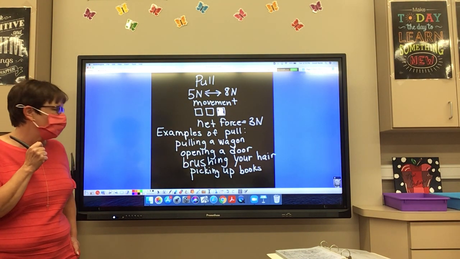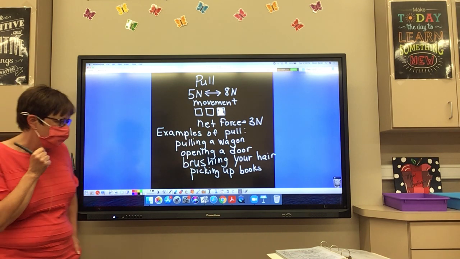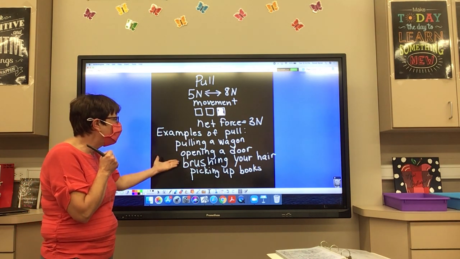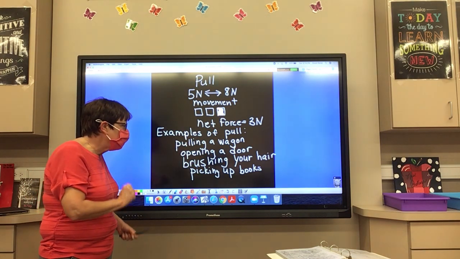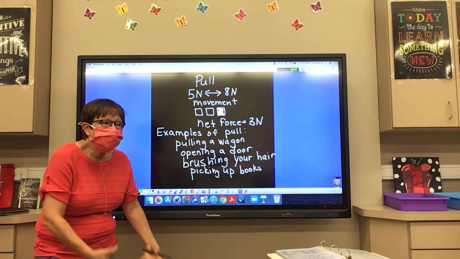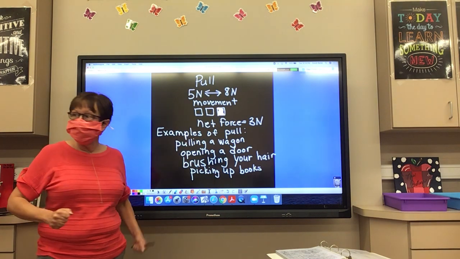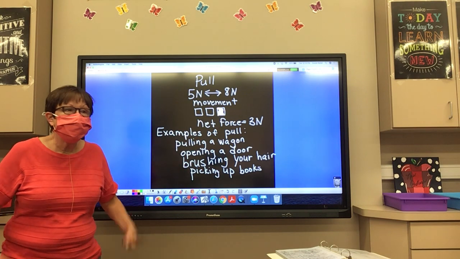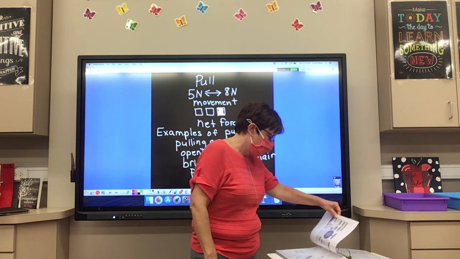Then you could leave off picking up books if you don't have enough room. Try to fit in what you can. So these are all examples of pull. Pulling a wagon, opening a door, brushing your hair, picking up books. Those are all pulls. If you do pull-ups, who here does pull-ups? Probably nobody. I don't know how many of you do pull-ups. So those would all be examples of pull.